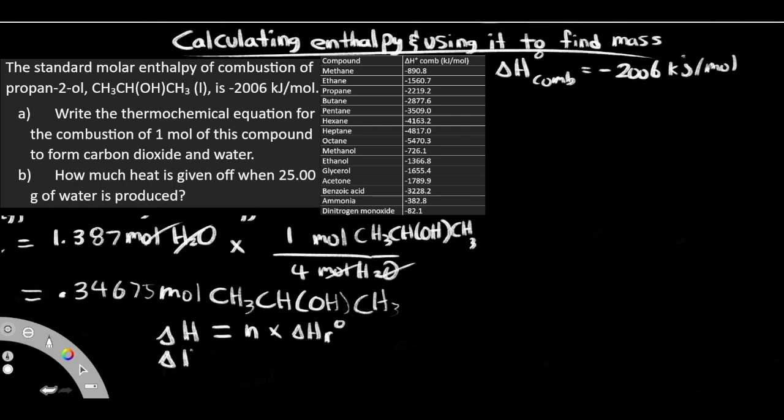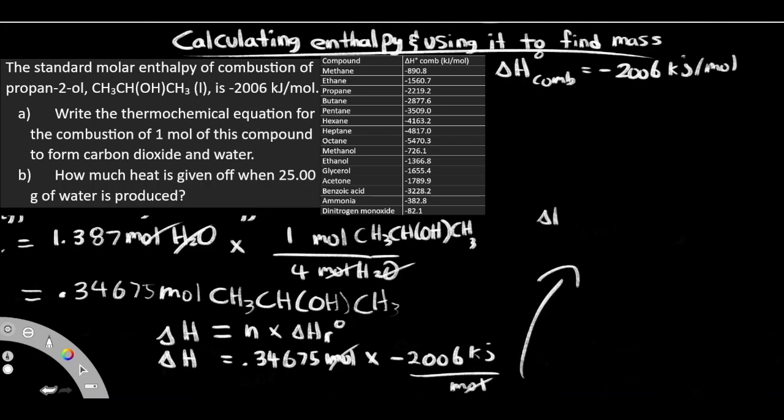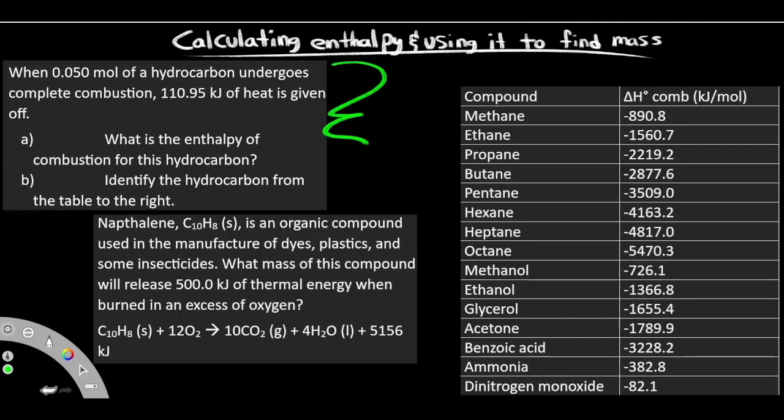So let's plug in the values. My delta H is what I'm looking for. My moles here is 0.34675 moles, and I'm going to be multiplying it by my negative 2006 kilojoules per mole, so that my moles cancel out. I end up getting a value of negative 695.58 kilojoules. That's the answer.